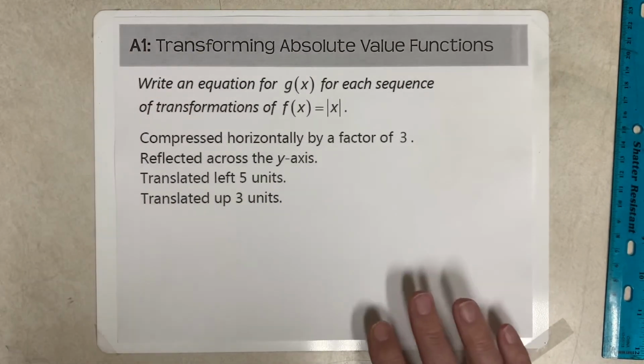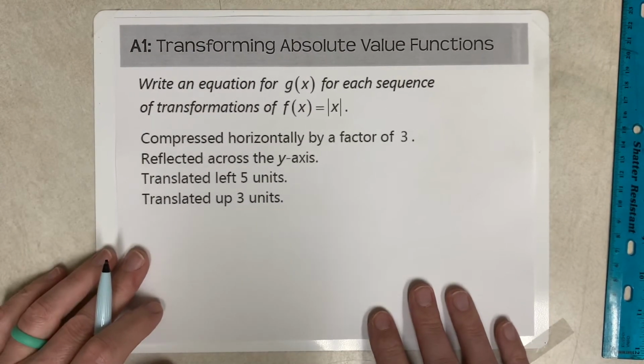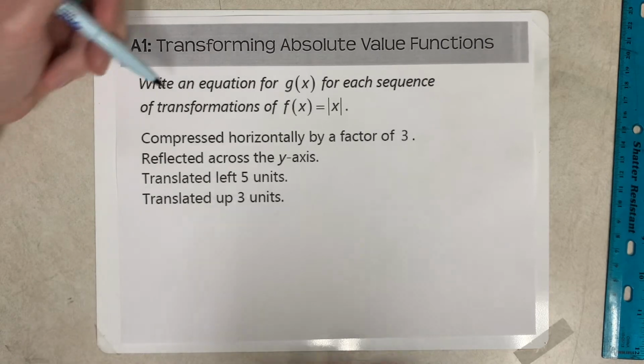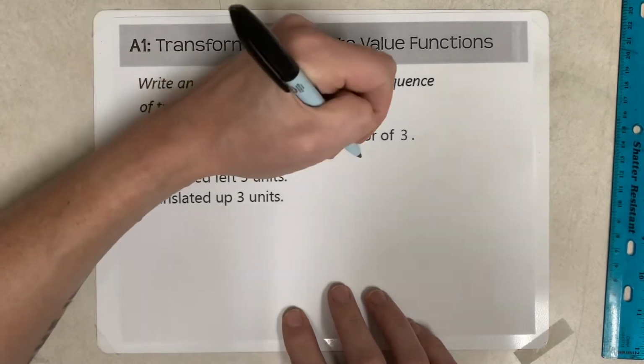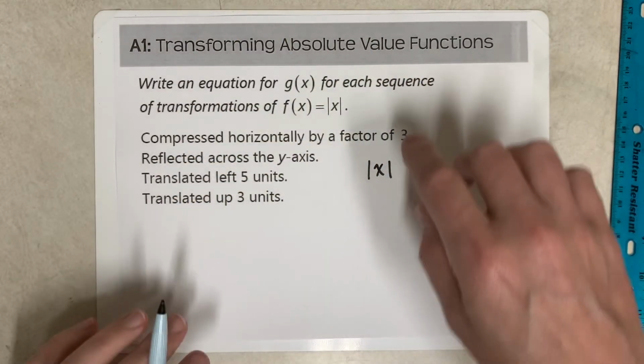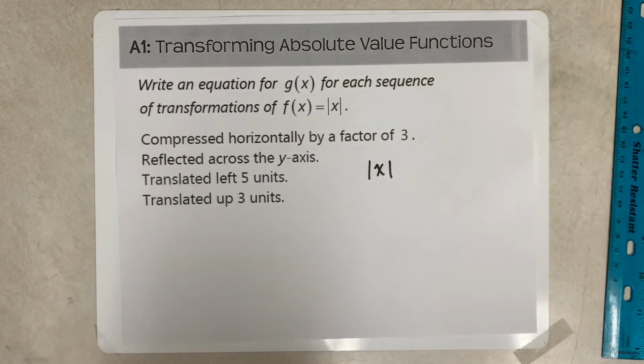We have no graph. And whatever we get, we're going to keep. So we're not going to sit there and play with it and change it around. We're going to get our answer and be done with it. Okay, so you're going to start with absolute value of x. Now we're going to change f of x into g of x. So our final answer is going to be g of x instead of f of x.